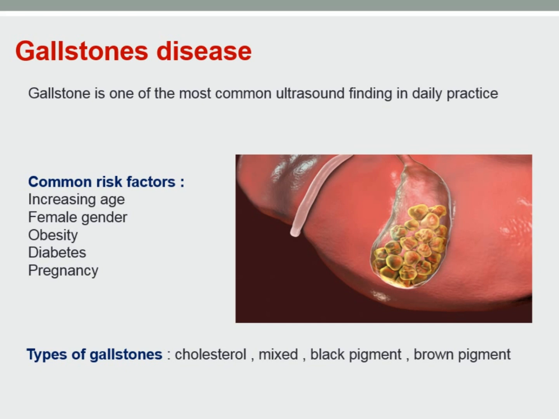Black pigment stones are more common, about 20% of gallstones, and are seen in patients with hemolysis, cirrhosis, or malabsorption. Brown pigment stones are seen in patients with infection. They are less common, about 4.5% of gallstones. Next slide.